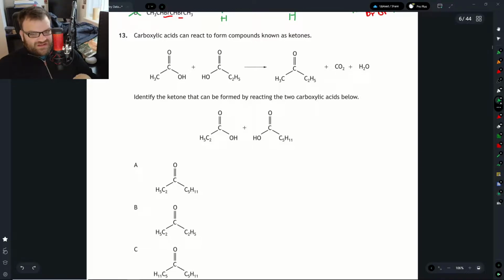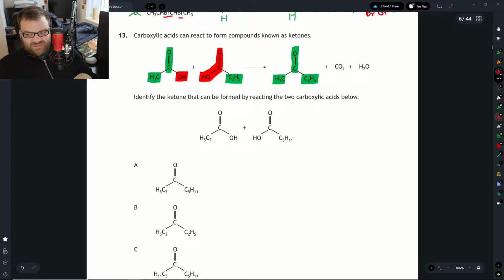I'm going to first look at the bits that stay exactly the same. That is as it is. That is exactly as it is. We are going to need to lose this OH group. We're also going to lose this OH, that carbon, and that oxygen. And then we're left with those ones.